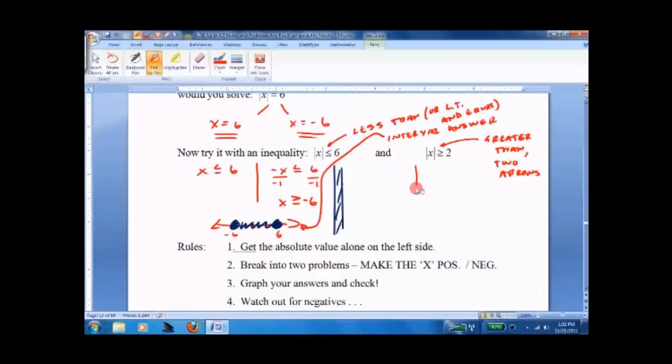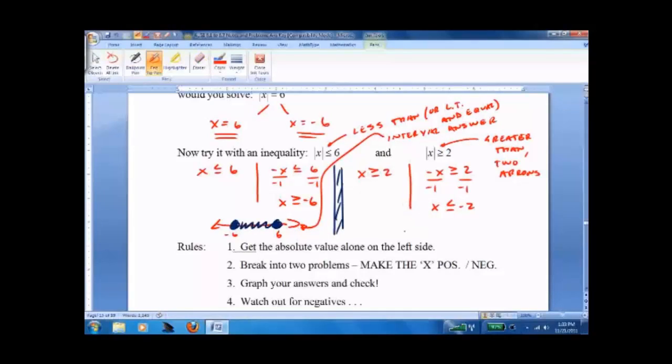Let's take this problem, break it into 2. One, we don't touch at all. X is greater than or equal to 2. The other, we put the negative on this side now. We solve. Negative 1 divided by negative 1. X is less than or equal to negative 2.